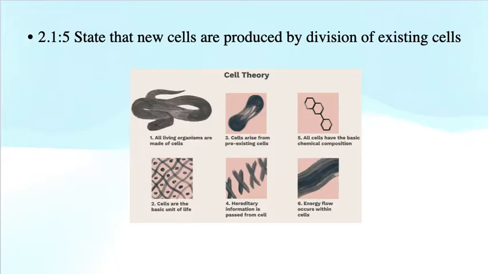Coming to 2.1.5, stating that new cells are produced by division of existing cells. That's what the cell theory states. All living organisms are made out of many cells. If it is a unicellular organism, it's made out of only one cell. Cells arise from pre-existing cells, which means the parent cell, and all cells have the basic chemical composition, and cells are the basic units. Hereditary information is passed from the cell. Energy flow occurs within the cell.